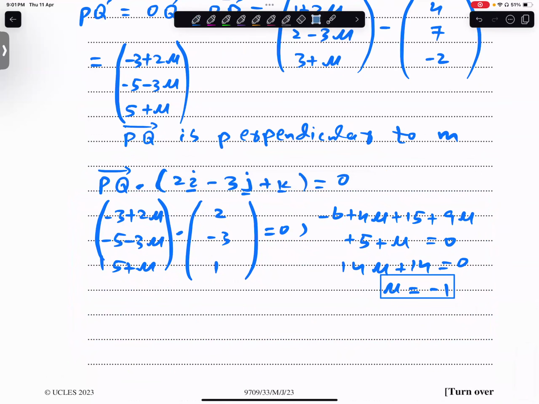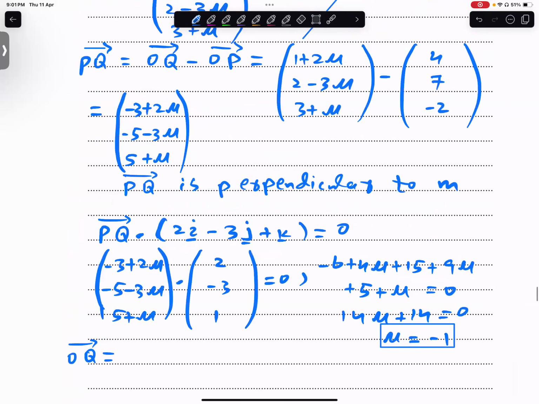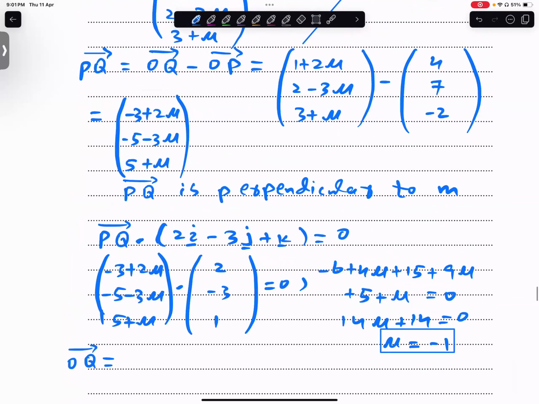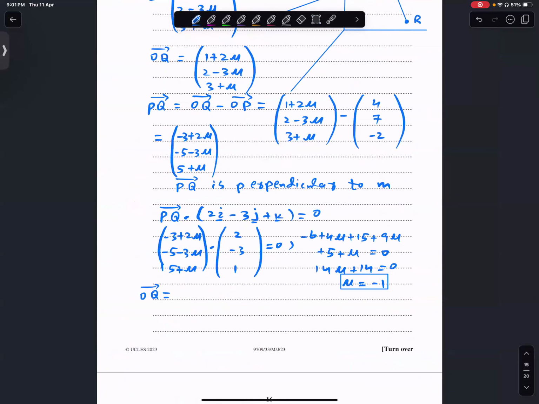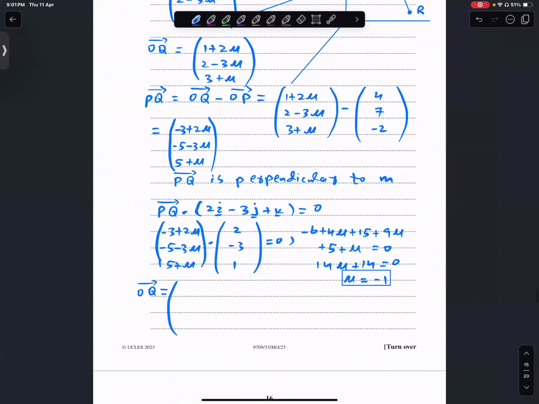Now what is my OQ? Sorry, OQ. My OQ is, use this value of -1 here. So OQ is -1. Then 2 plus 3 will be 5, 3 minus 1 will be 2. This is my OQ.